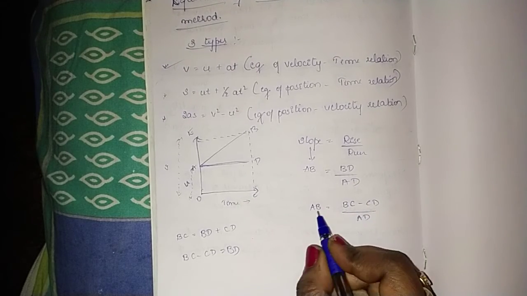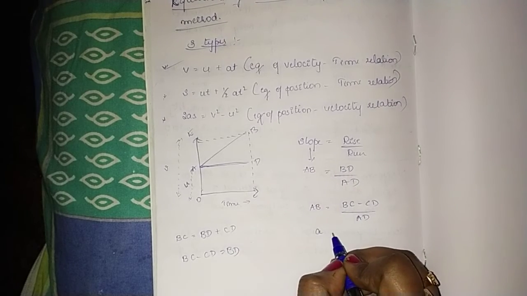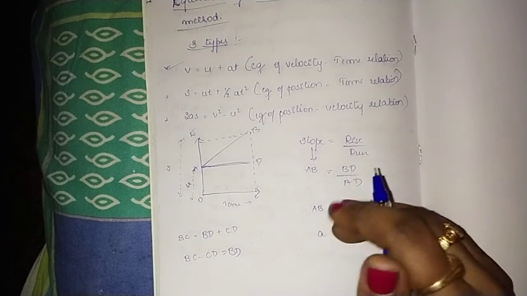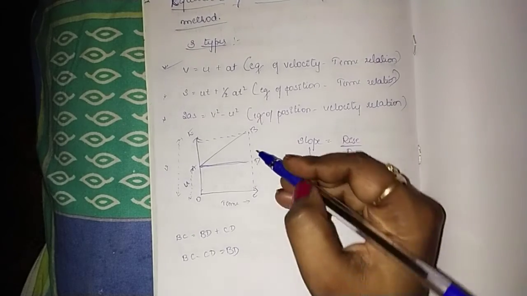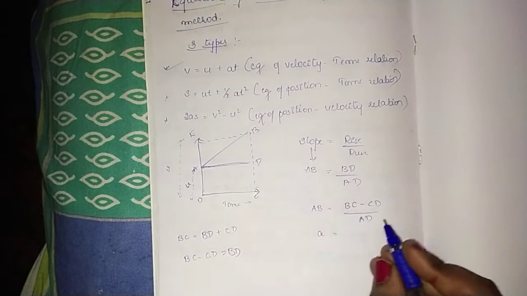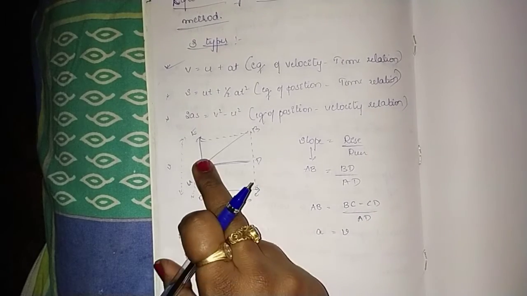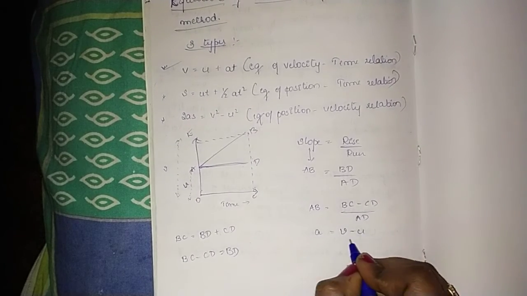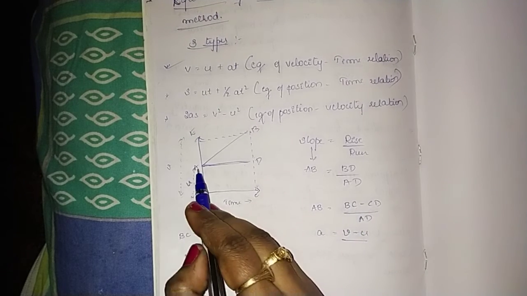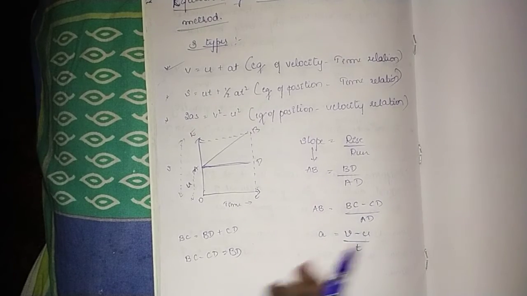So AB is nothing but acceleration, that we know. We write AB as the acceleration, A, because it is the slope. So what is BC? BC is nothing but the final velocity, that is V. And what is CD? CD is the initial velocity, so write it as U. And divided by AD. What is AD? AD is the time taken, so write it as T. Clear, children?